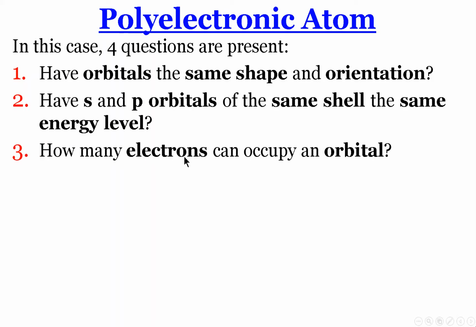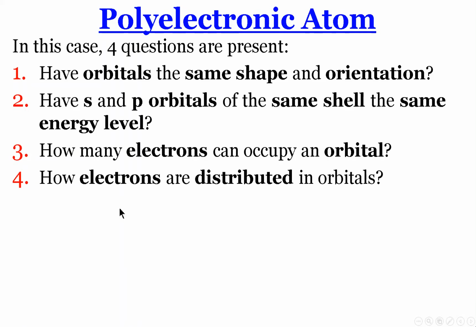Question 3, we know that an orbital s in the monoelectronic system is the probability of presence of 2 electrons maximum. So how many electrons can occupy an orbital s, for example? Question 4, how are electrons distributed in orbitals? Do they follow the same rules?